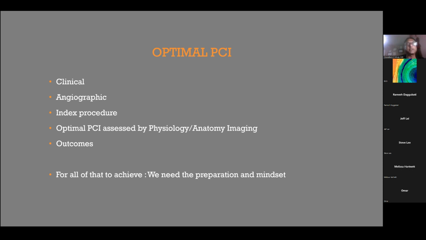So yes, we'll have to go by the clinical, how the patient does, and we need to assess before and during the procedure. And also we look at the traditional tool, which is the angiographic reliance on the procedural success, and how we can still incorporate that into our decision making during the index procedure.